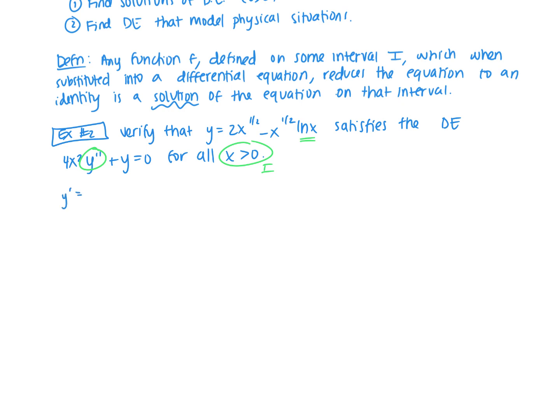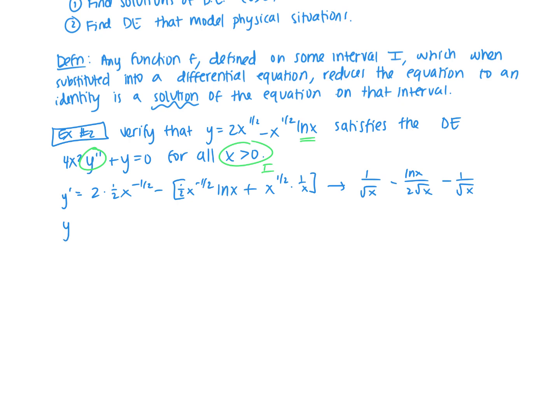If we start with the first derivative, we're going to end up with 2 times 1/2 x to the negative 1/2 minus, and then we're going to have to do some product rule. We're going to have 1/2 x to the negative 1/2 natural log of x, and then we're going to have x to the 1/2 times 1 over x, and that gives us 1 over root x subtract natural log of x over 2 root x, subtract 1 over root x.